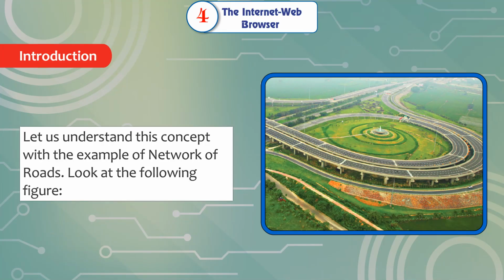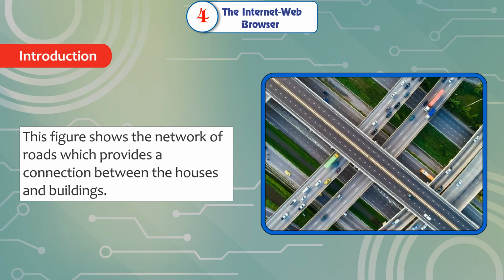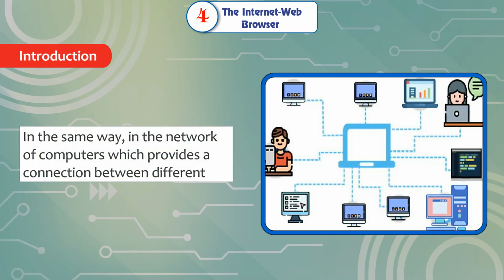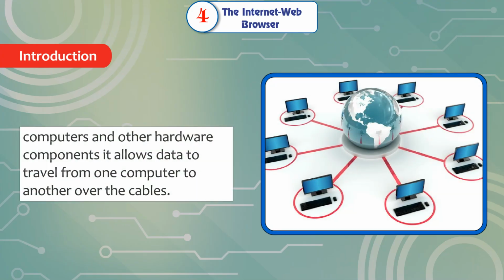Let us understand this concept with the example of a network of roads. Look at the following figure. This figure shows the network of roads which provides a connection between the houses and buildings. It allows you to travel from one place to another through the roads. In the same way, the network of computers provides a connection between different computers and other hardware components, and it allows data to travel from one computer to another over the cables.